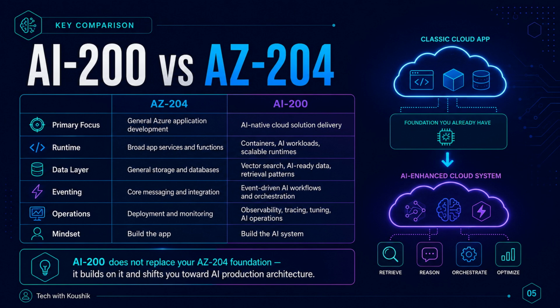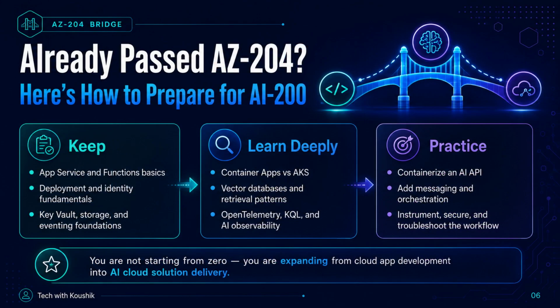That includes container runtimes, vector databases, retrieval patterns, event-driven AI workflows, security controls, tracing, performance tuning, and operational troubleshooting. So, AI-200 does not make your AZ-204 knowledge useless. It builds on that foundation. Then it moves you toward production AI architecture. If you have already passed AZ-204, you are in a strong position. You do not need to start again from the beginning.